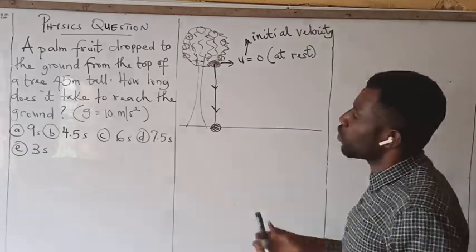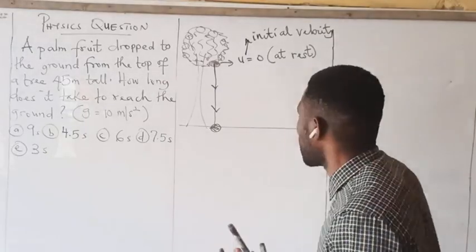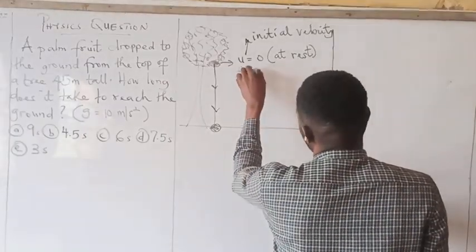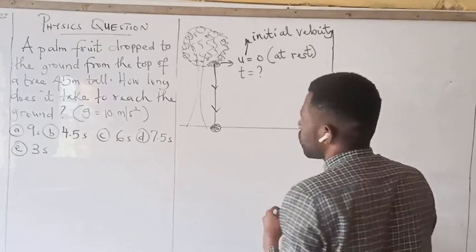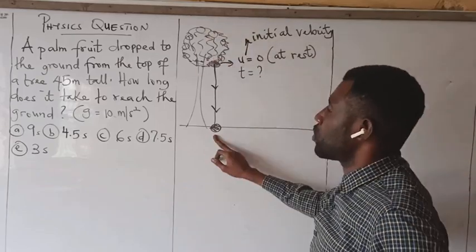Now, we were asked to find how long it takes. How long means time. So time, we don't know the time. We have to find how long it takes. What's the time, the duration, for the fruit to go from this point to this point?